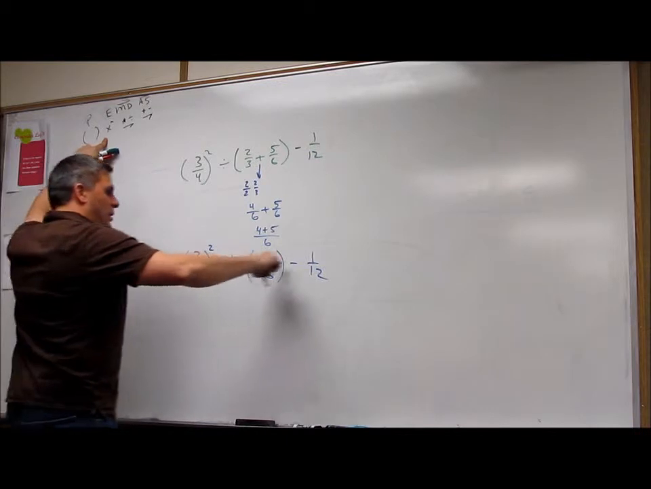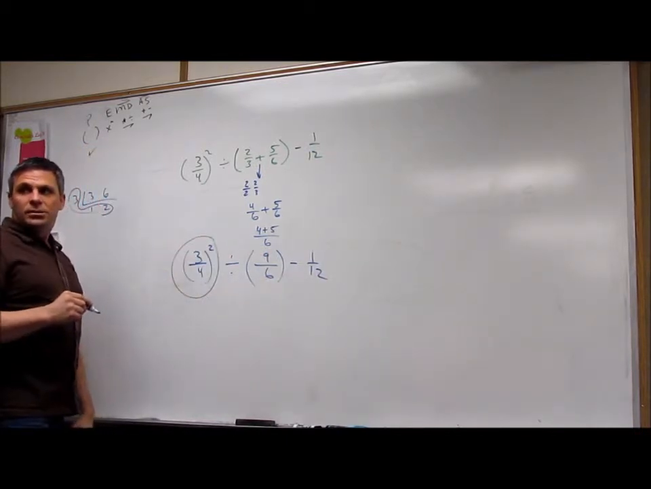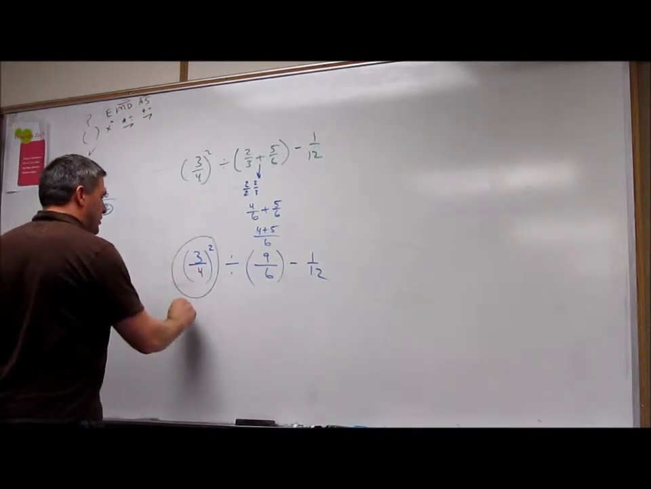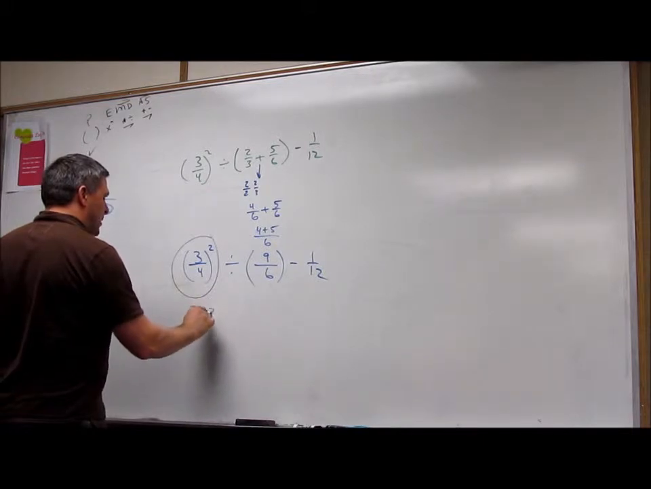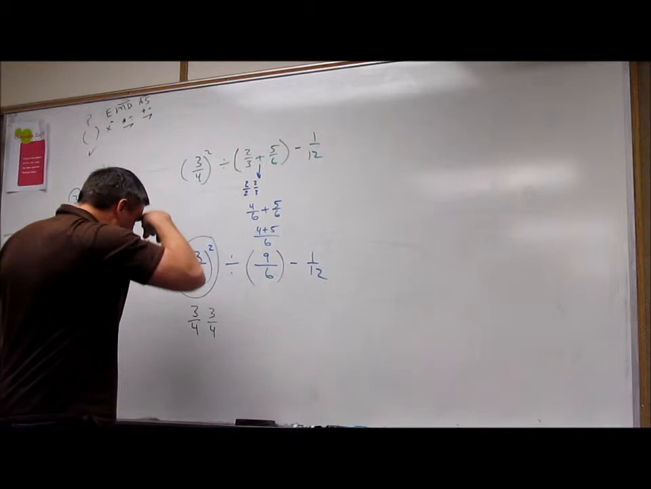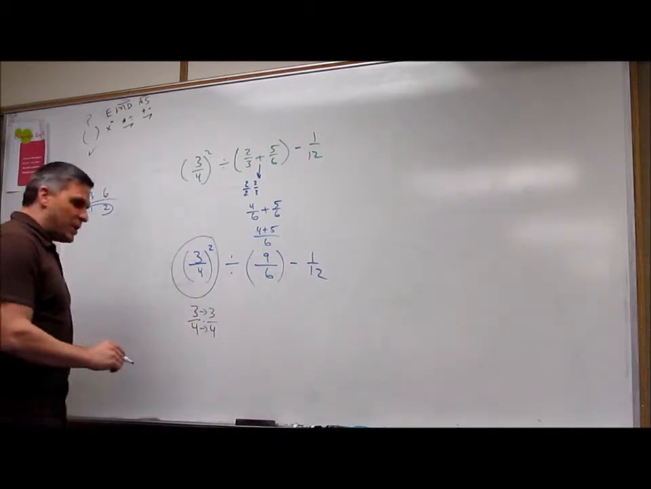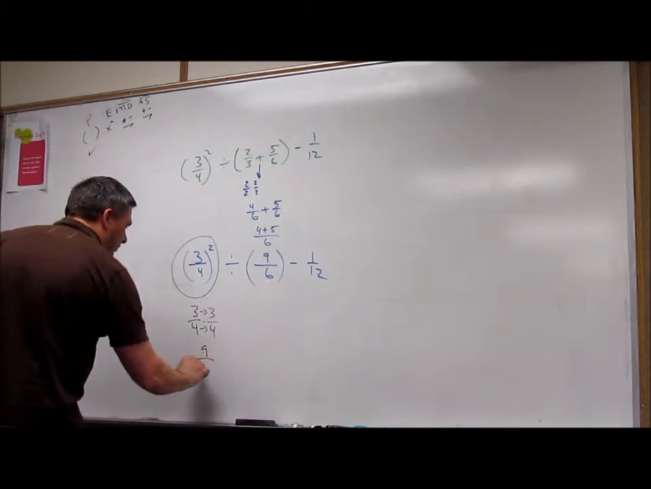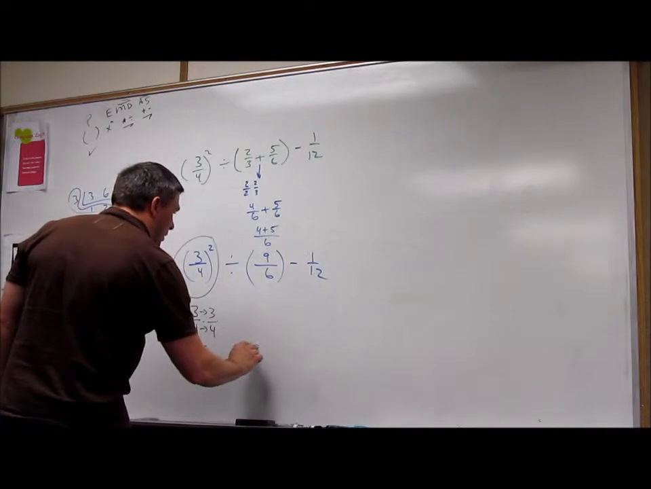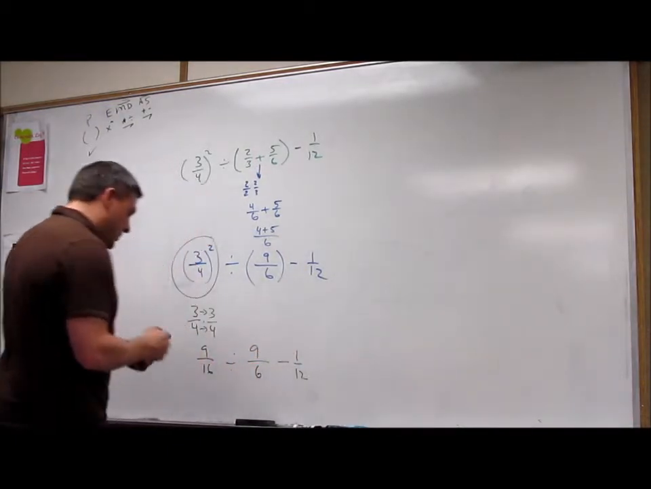Exponents. Oh, I need to find my exponents right here. So then I do it. It's almost there, huh? Alright, so that's 3 over 4 times 3 over 4. So what is that? That's just the top times the top and the bottom times the bottom. So I've got 9 over 16 divided by 9 over 6 minus 1 over 2.